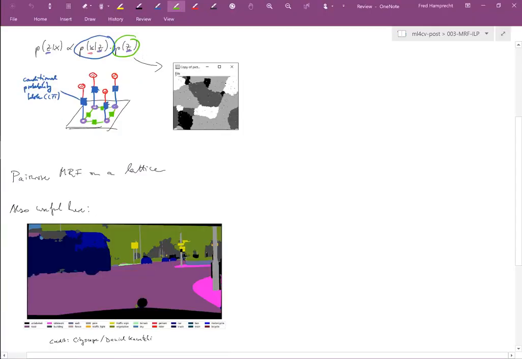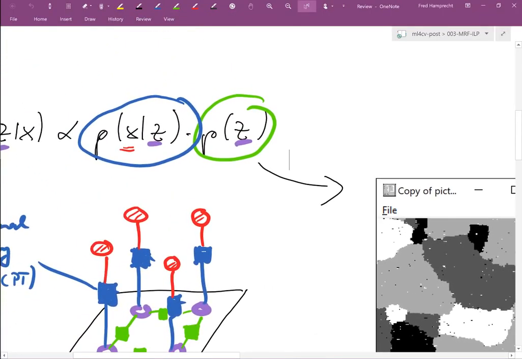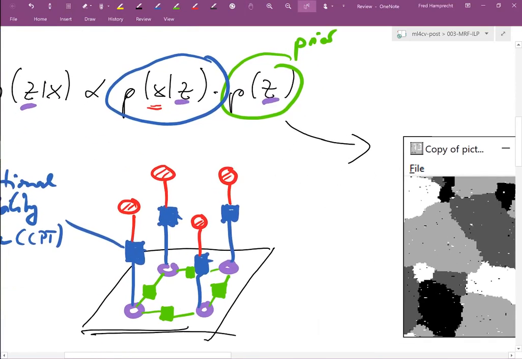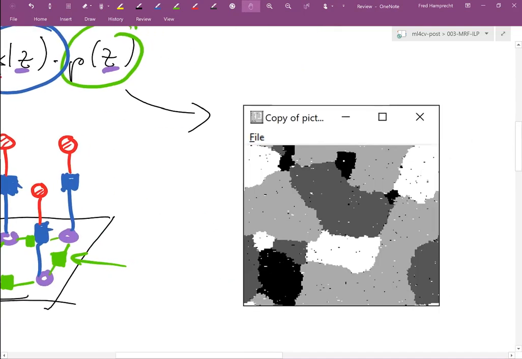Let's see if I can have green. Okay, this is the prior. And the prior has been encoded here in terms of these pairwise factors. And the figures you showed us is using some techniques to sample the prior, the semantic segmentation.